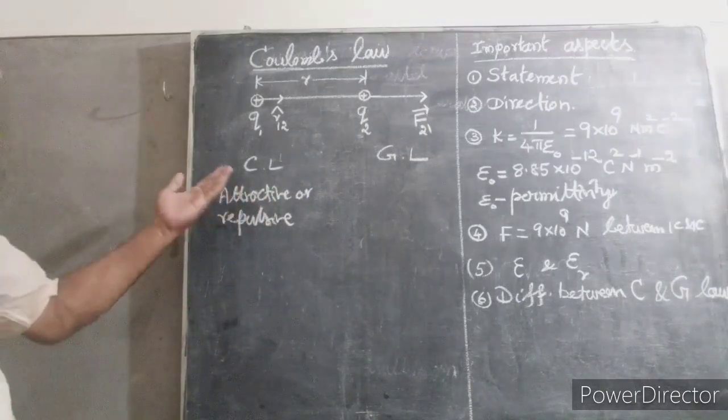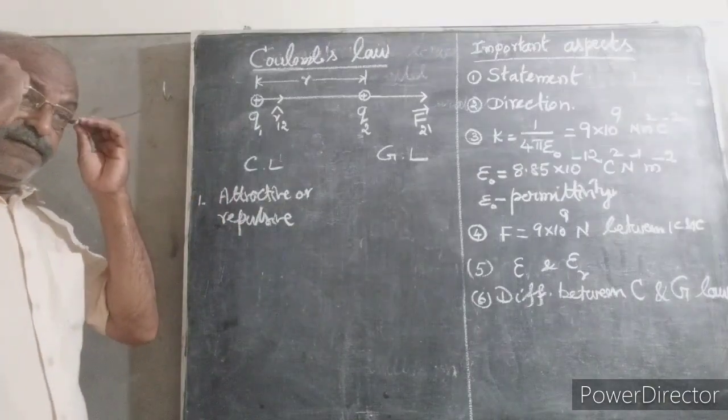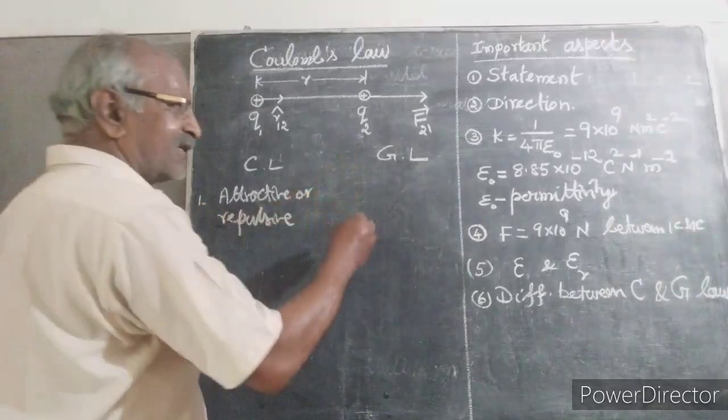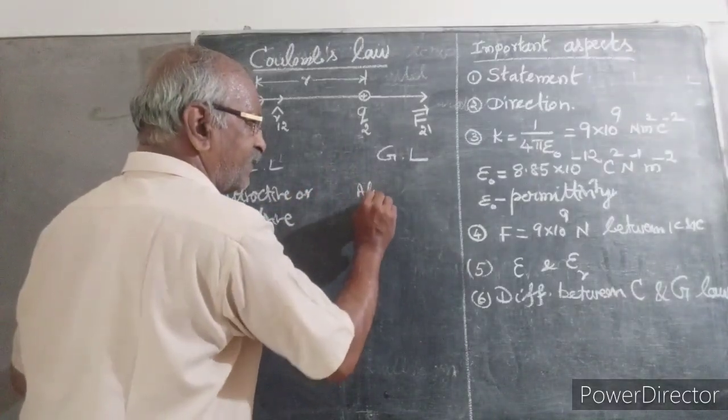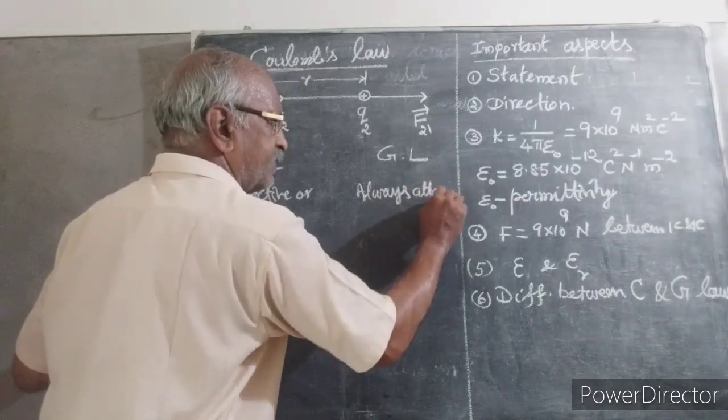If both the charges are positive, or both the charges are negative, there is a repulsive force. If one plus and one minus charge is there, the force will be attractive. But in the case of gravitational law, it is always attractive. There is no repulsive force.